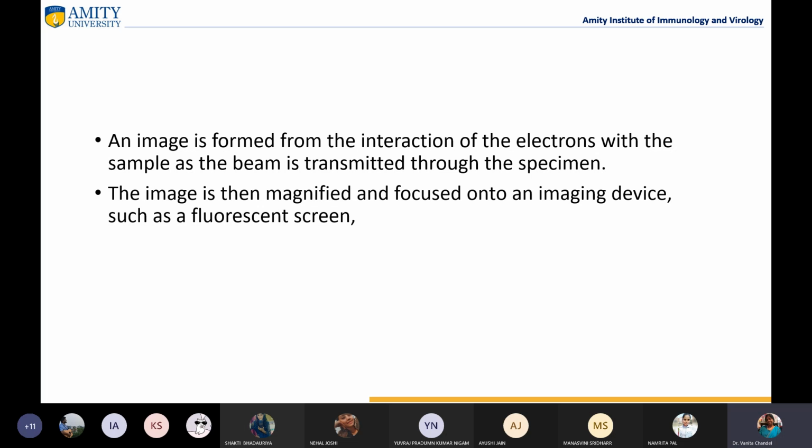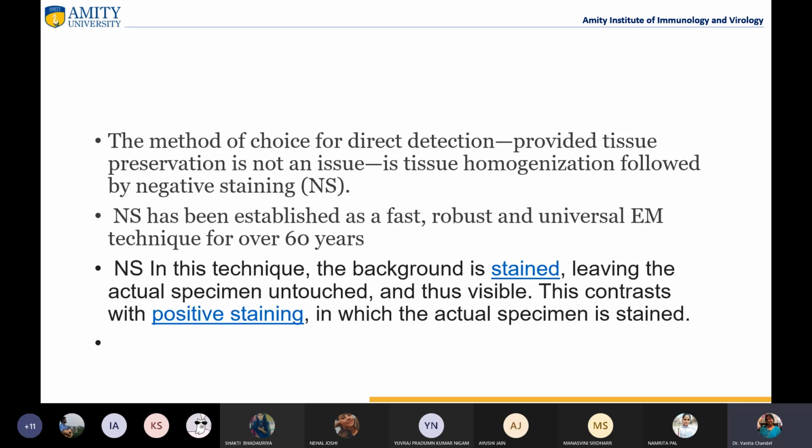Images are formed from the interaction of the electrons with the sample as the beam is transmitted through the specimen, and the image is then magnified and focused onto an imaging device such as a fluorescent screen. So we can see the particles, whether they are filamentous particles, flexuous filamentous particles, or Gemini, and from the structure or shape, viruses can be seen under this, right?